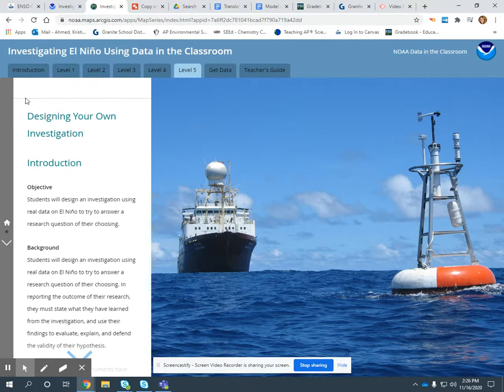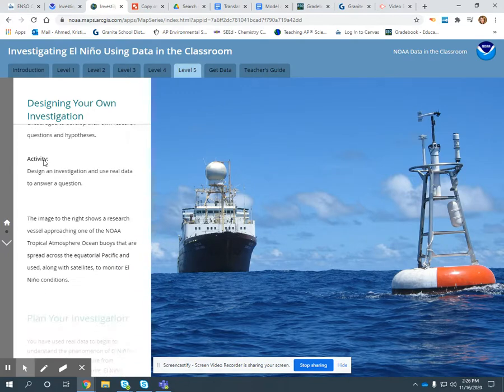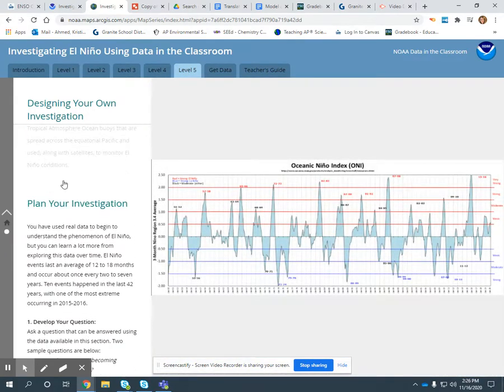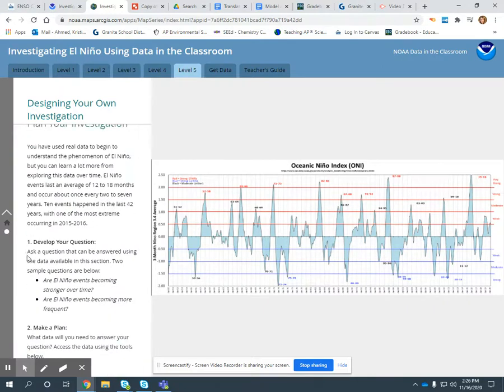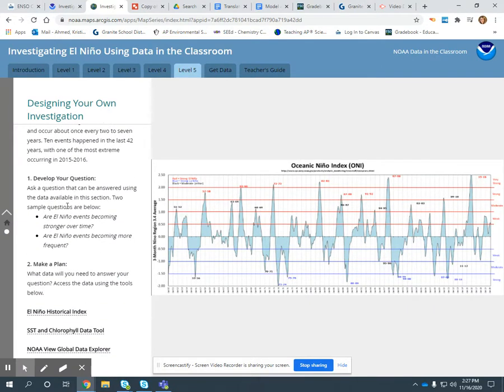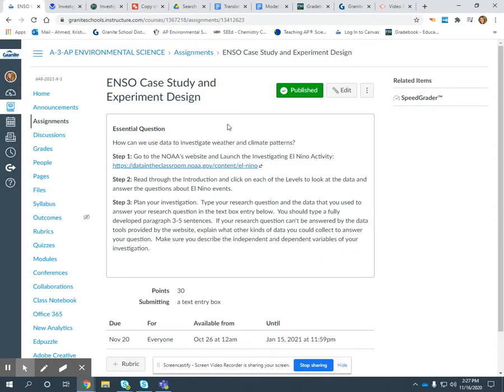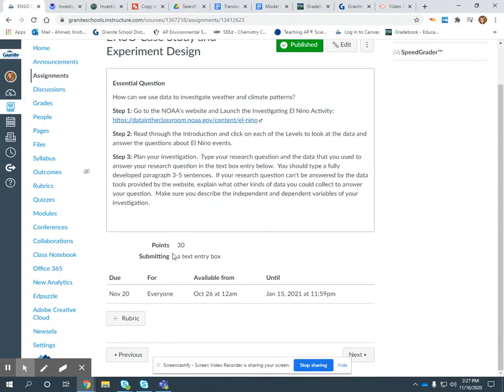The final level is designing your own investigation, and you guys are going to describe your investigation, plan out your investigation and describe your experiment design in a fully developed paragraph, including what your research question would be and what kinds of data you would need to answer that question. So when you guys submit this assignment, what you'll actually be submitting is a text box entry in which you describe your research experiment design and what kind of data. It should be a fully developed paragraph, at least 3 to 5 sentences.